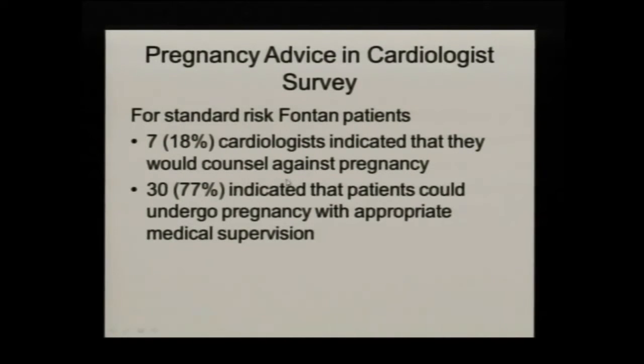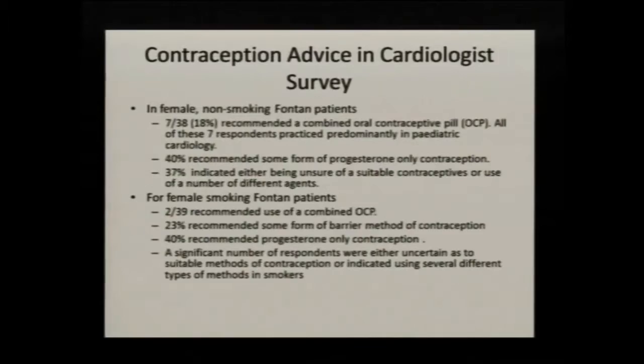In terms of pregnancy advice for standard risk Fontan patients, the majority indicated that they felt patients could appropriately undergo pregnancy with appropriate medical supervision. Just under 20% did indicate that they would counsel against pregnancy, however. In regard to contraception advice, most consensus guidelines now would recommend against an estrogen-containing contraceptive and would recommend a progesterone-containing contraception.